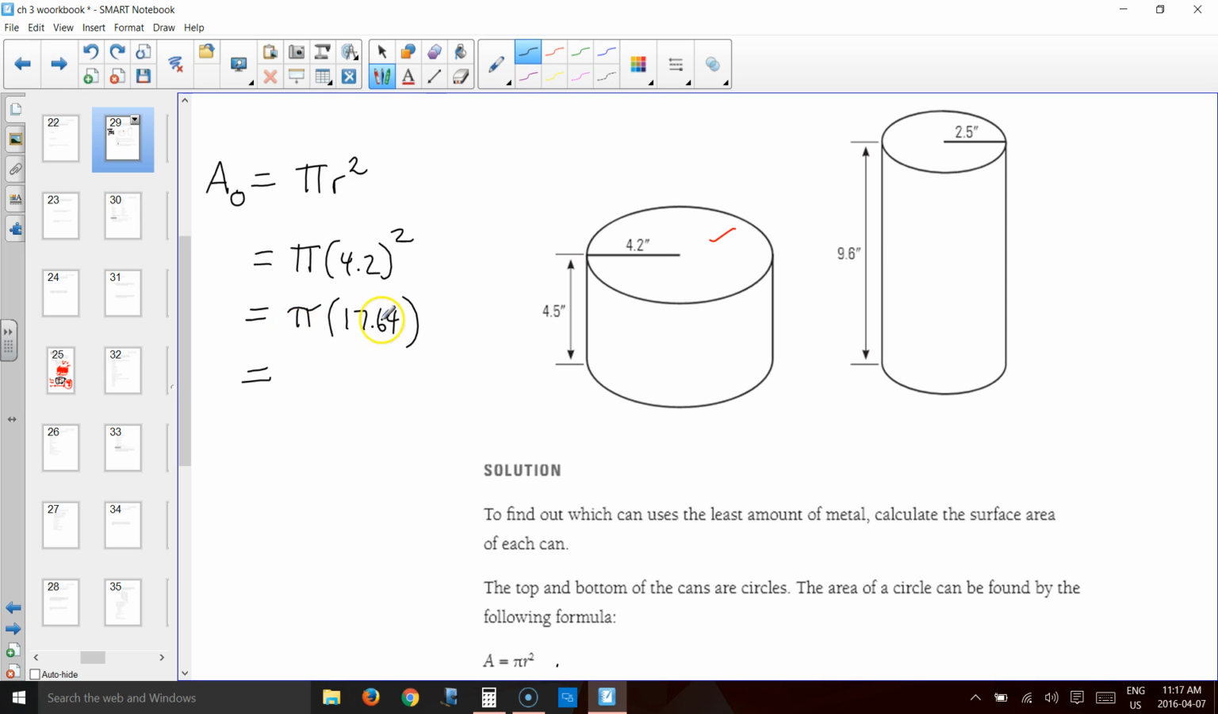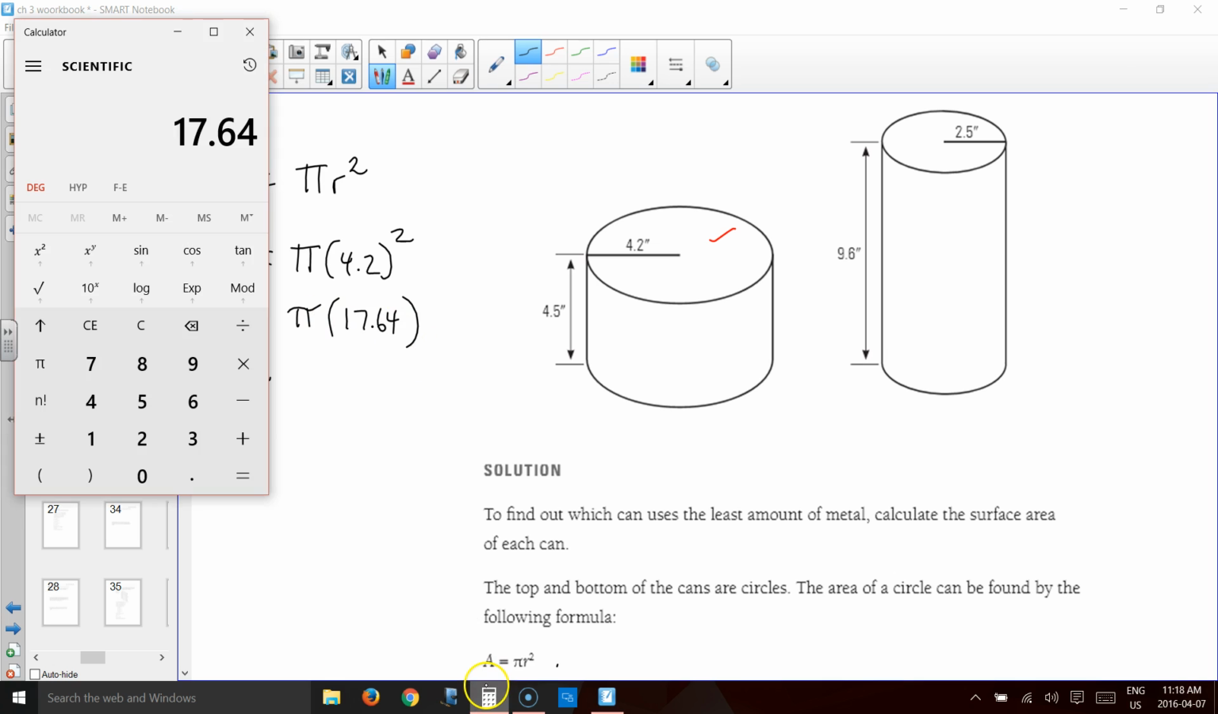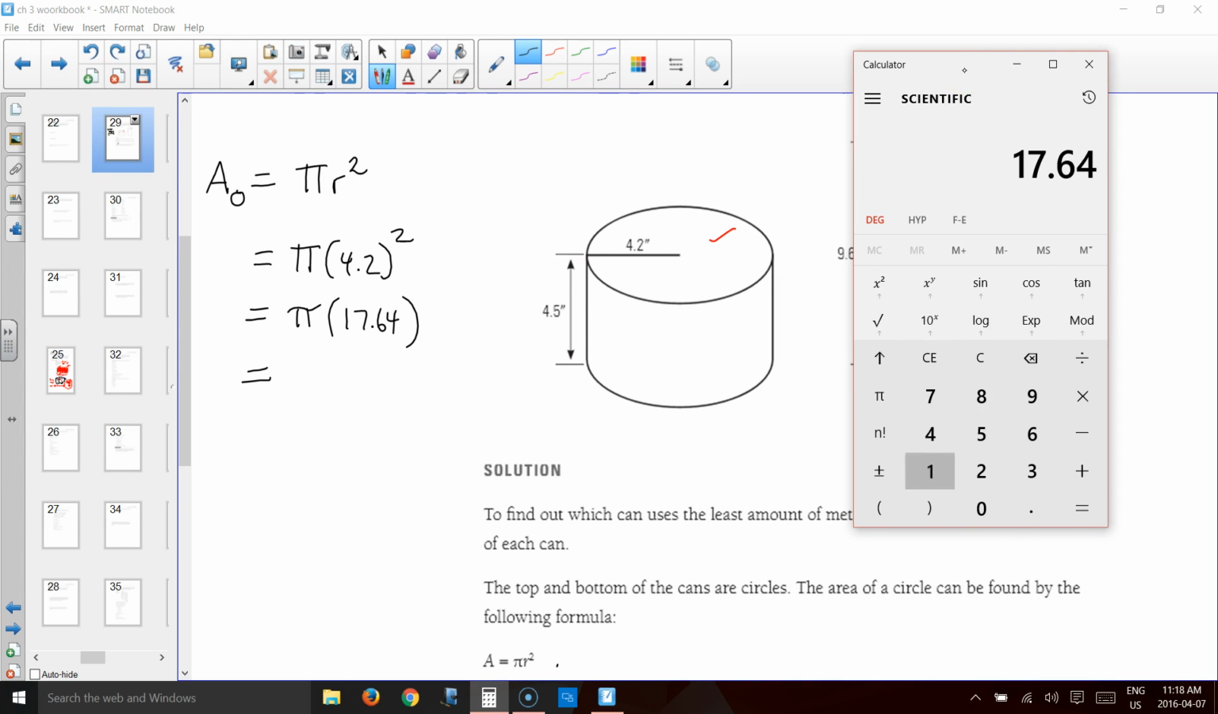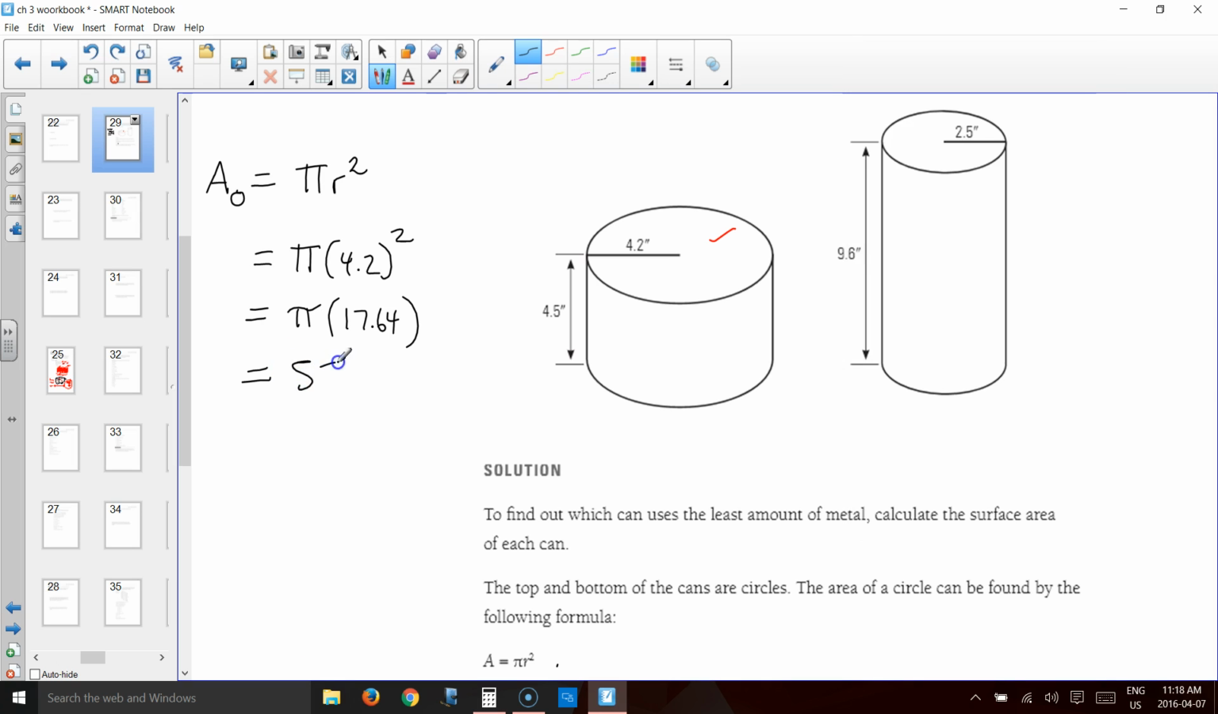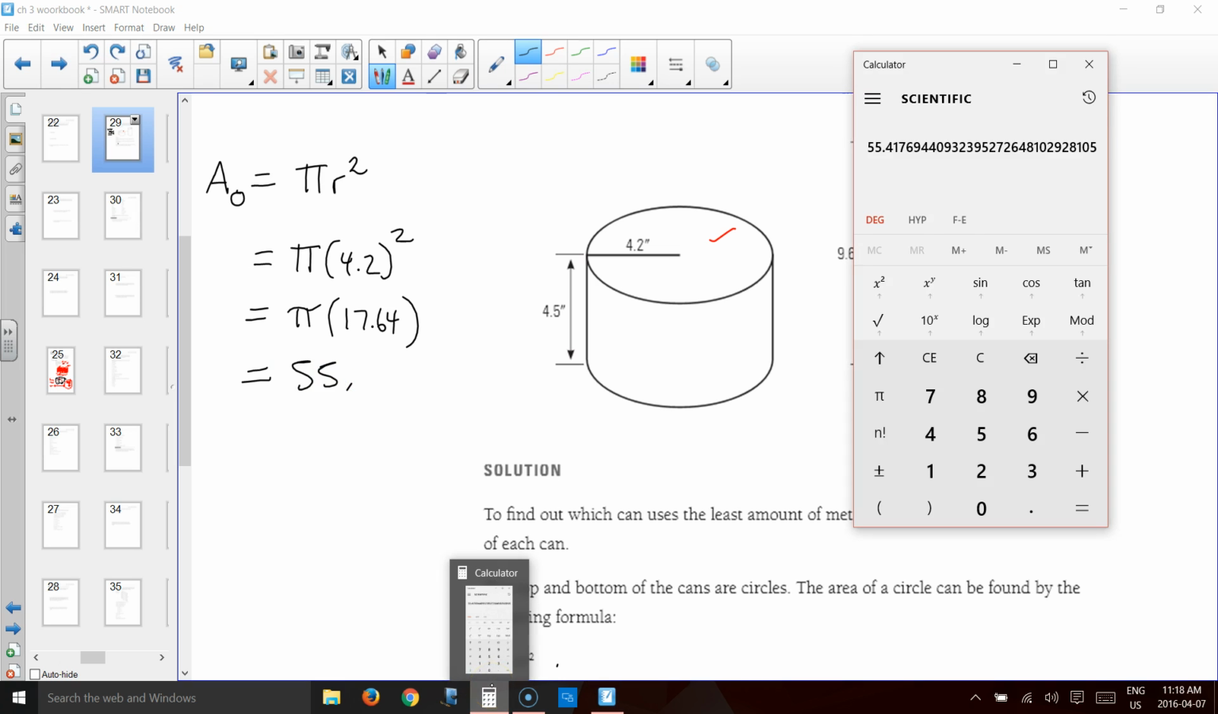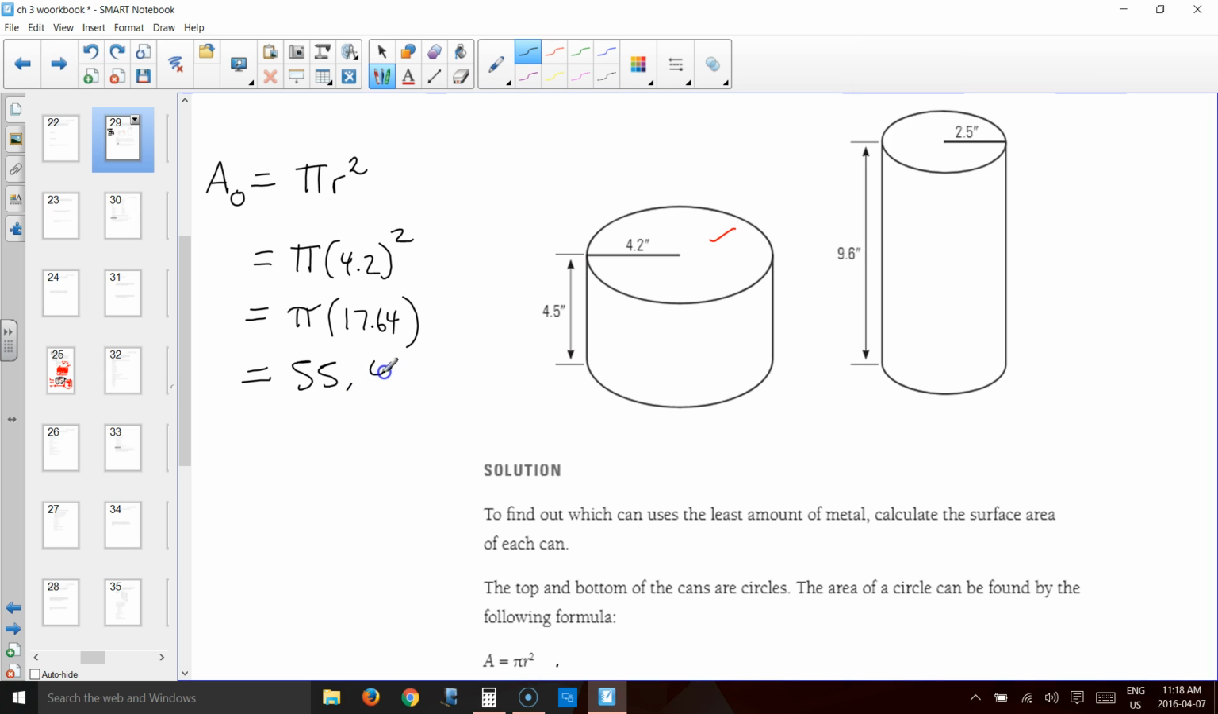So carrying on here, let's do this. What is pi times 17.64? Bring up my calculator, and I will go 17.64 times the pi button, equals. So 55.41769. I have told you guys to try to keep a bunch of the decimals along for the ride until the very end. So don't turn around and put a 55 now. Keep some of the decimals. So 55 point, let's put 3 decimals in, 418. The more decimals you trail, the more accurate your number is.